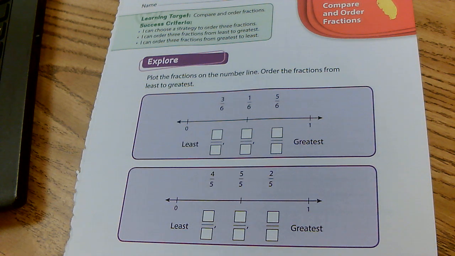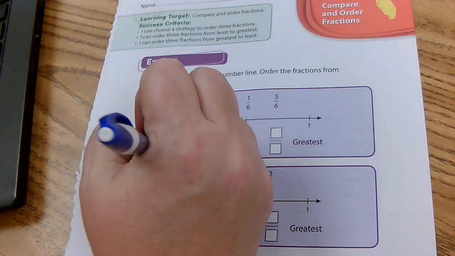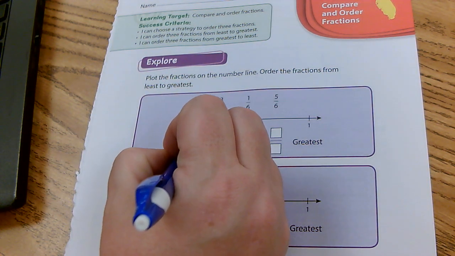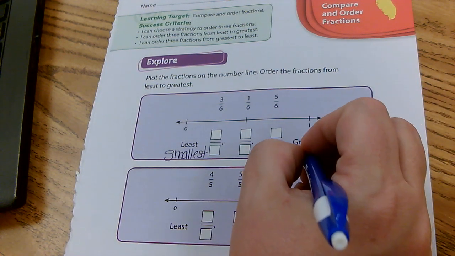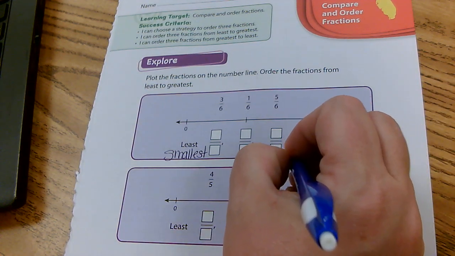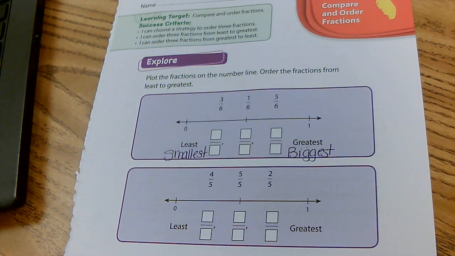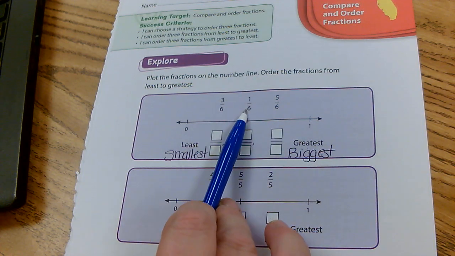We're going to practice today plotting fractions on a number line from the least, which would be the smallest, to the greatest. So least is always going to be the smallest number, and the greatest is going to be the biggest number. Okay? So if we look here at fractions, we have 3/6, 1/6, and 5/6.